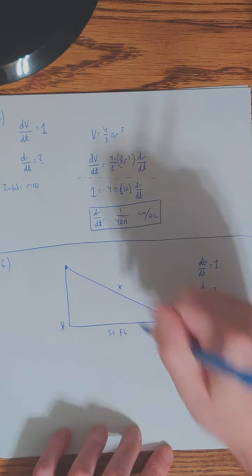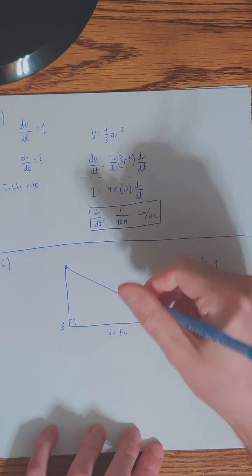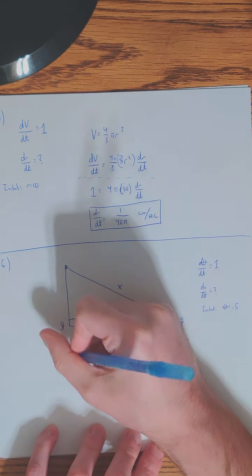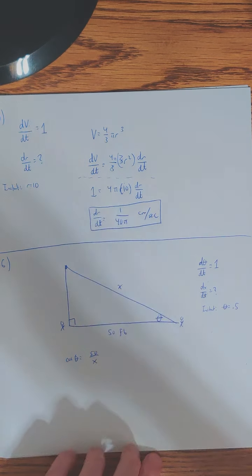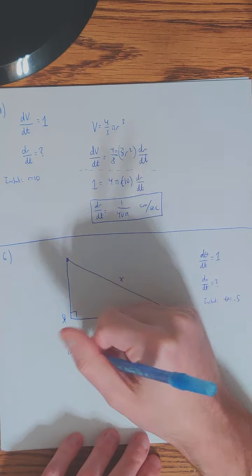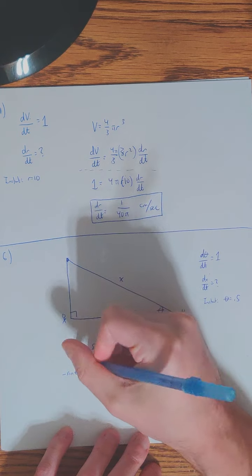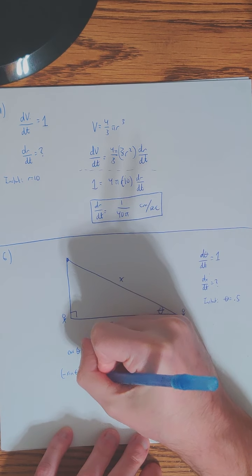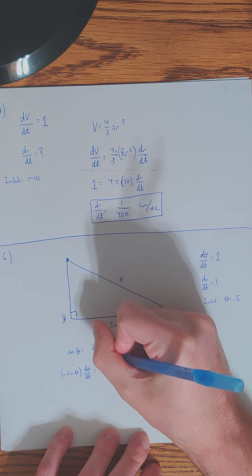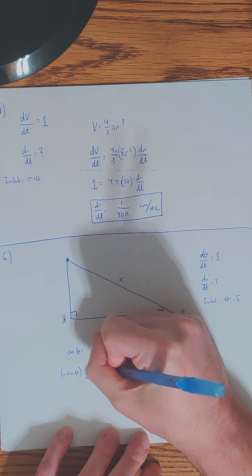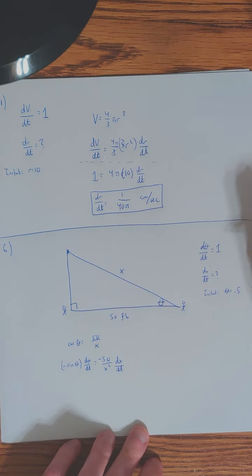Okay? So I need a relationship between x and theta. Right triangle trigonometry tells me that this would be adjacent over hypotenuse. That's cosine theta equals 50 over x. And now if I differentiate both sides with respect to time, the derivative of cosine is negative sine theta times d theta/dt, equals, the 50 is a constant, I can pull it out. And this 1/x is the same thing as x to the negative 1, so it would be negative x to the negative 2 times dx/dt.